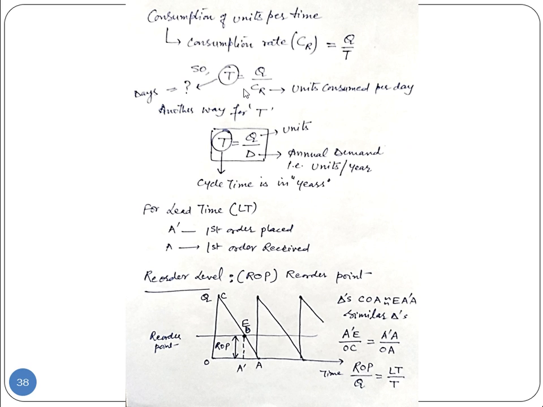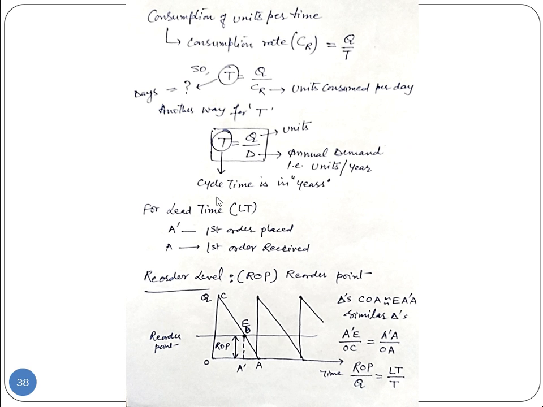Delivery is coming after how many days? That is the cycle time, T equals Q upon CR. CR is the units consumed per day, already written over here. So another way of calculating T is Q upon D. CR is the consumption per day. If I find this annually, we can write it this way also: annual demand of units per year.